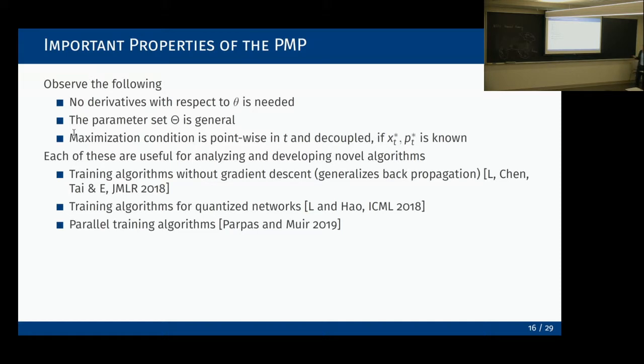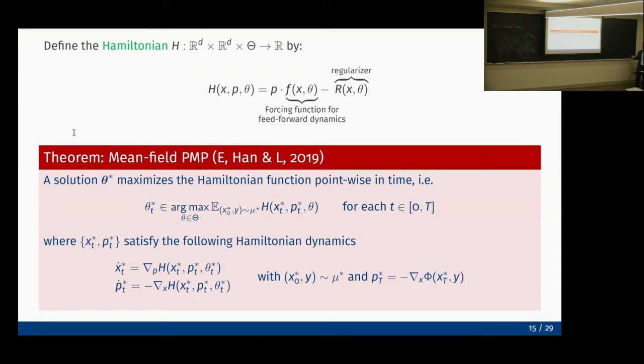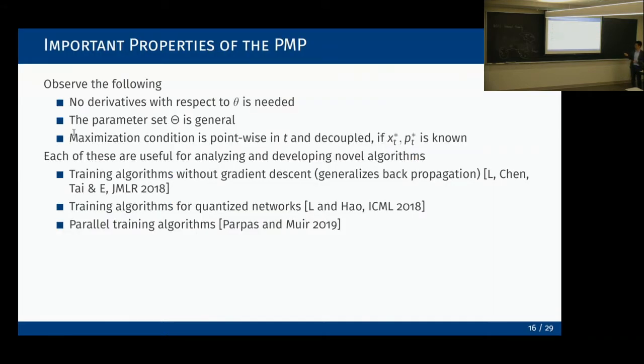And the maximization condition, as I said, is pointwise in time. This is for each t, and they do not depend on any other values at other times, as long as you know x star and p star. So if you can solve this system, then the maximization is decoupled in time, which means the maximization problem is much cheaper than the original calculus of variations problem. If it's not cheaper, then you probably haven't done much. But this is true.